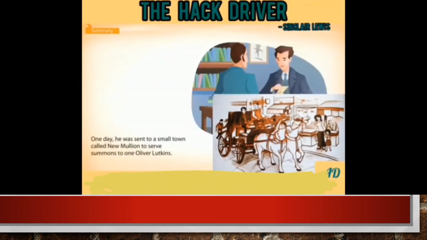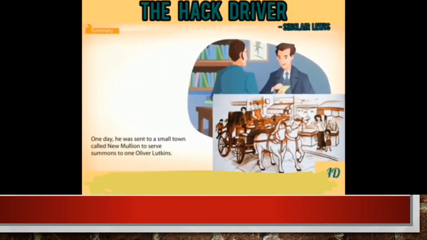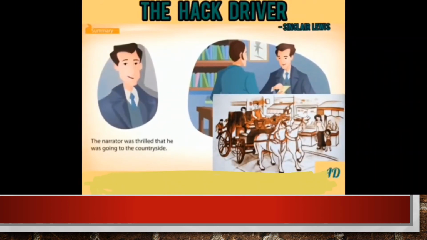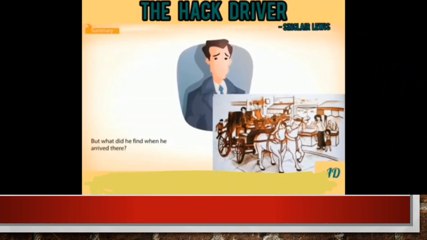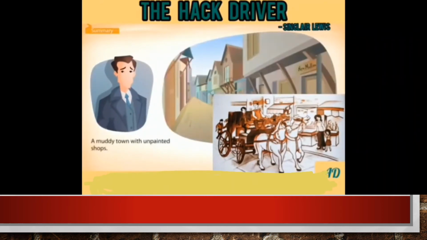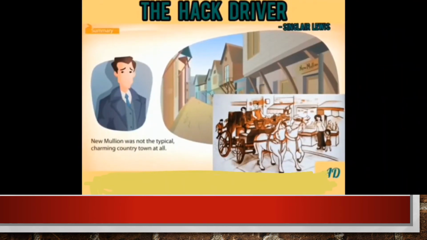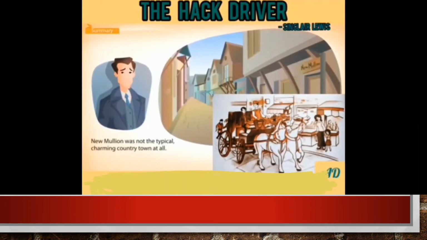One day, he was sent to a small town called New Mullion to serve summons to one Oliver Lutkins. Lutkins was needed as a witness in a case. The narrator was thrilled that he was going to the countryside. But what did he find when he arrived there? A muddy town with unpainted shops. New Mullion was not the typical charming country town at all.